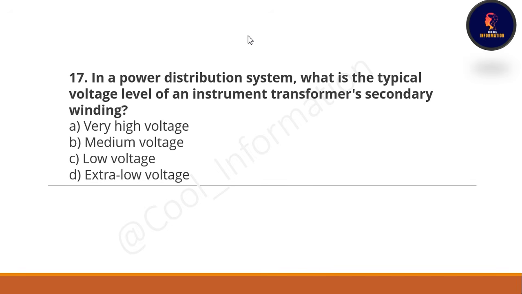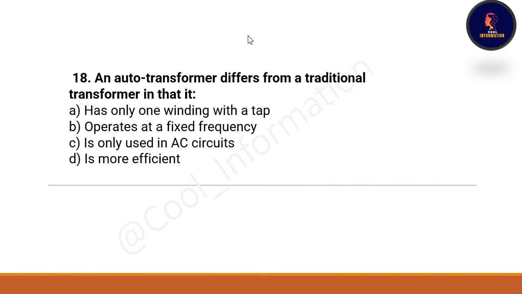Next question. In a power distribution system, what is the typical voltage level of an instrument transformer secondary winding? Option A, very high voltage. Option B, medium voltage. Option C, low voltage. And the last option is extra low voltage. The correct option is low voltage.